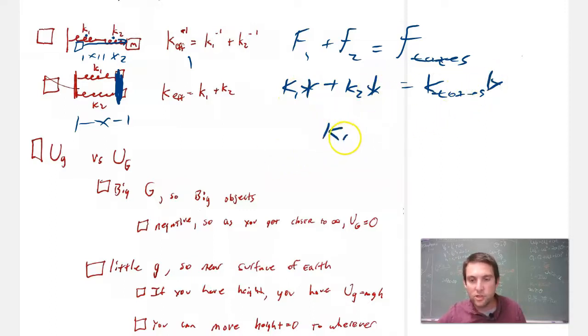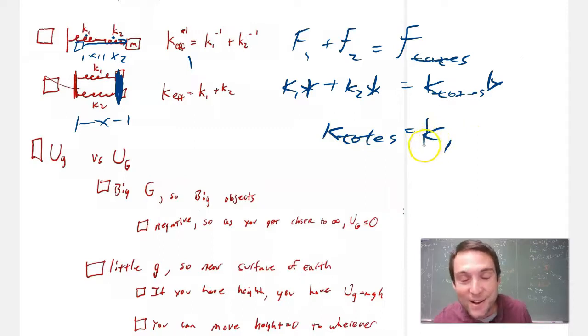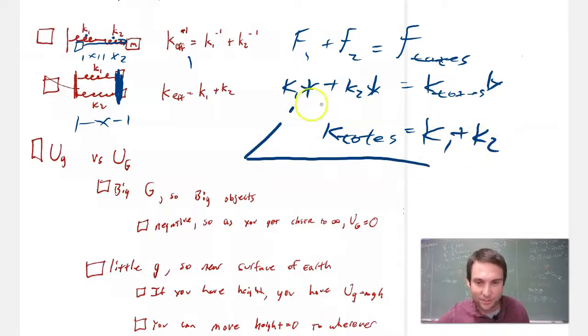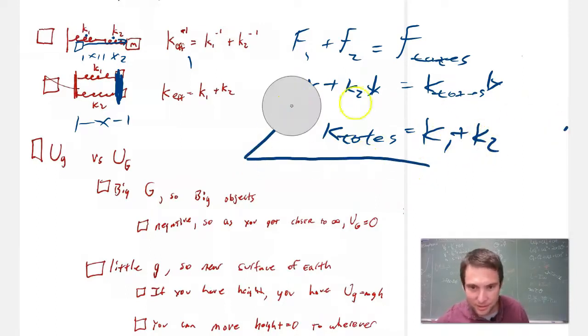So for this situation, our total spring constant equals spring constant 1 plus spring constant 2. I am so sorry for that. Rewind it. Yell at me. That's fine. All right, so moving on.